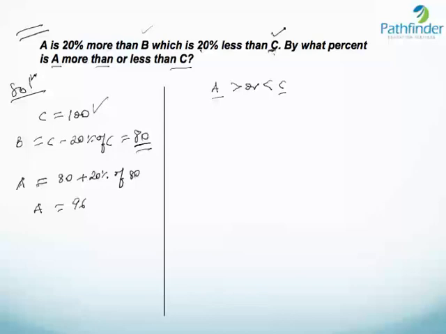So we have the three values. We have C, which is equal to 100. We have B, which is equal to 80. And we have A, which is equal to 96. Now, what has been asked? We've been asked by what percent A is more than or less than C. So we've been asked to compare A with C. So the required percentage will be equal to the difference of A and C in the numerator. So we have 100 minus 96, divided by the value of C, that is 100. And when you multiply this by 100, you will get the answer as 4%.